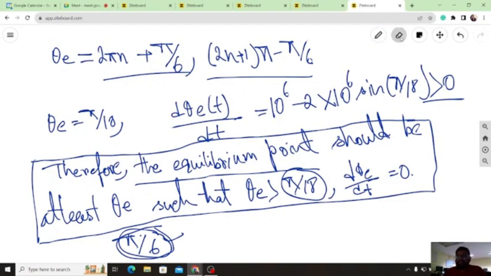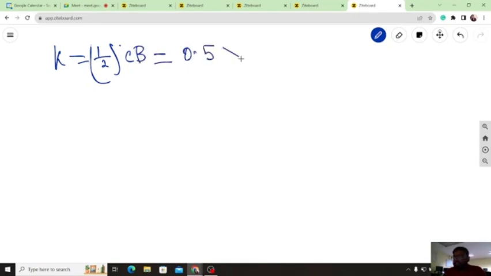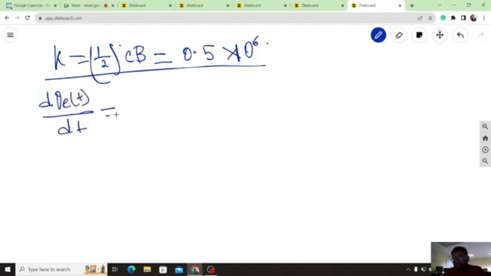So the same equation will be followed here also, and it says this time only the K value changes, that is half of CB, that is 0.5 into 10 to the power 6. Therefore, the rate of change of the error with respect to time can also be written as 10 to the power 6 minus 0.5 into 10 to the power 6 sine theta e.